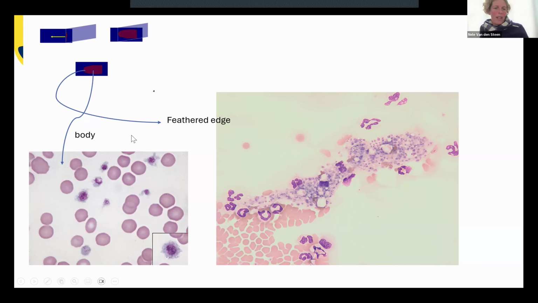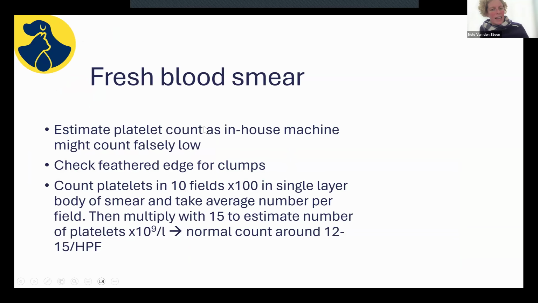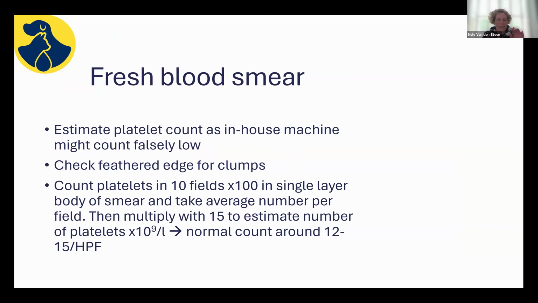Once you've done that, you go and look in the monolayer on your smear at 100 times enlargement on your microscope. You start counting how many platelets you have in an average field. So you count 10 fields and average it out. If you multiply that by 15, you would get a relative number of what your total count would be times 10 to the ninth. So a normal count would be about 12 to 15 platelets per high power field.